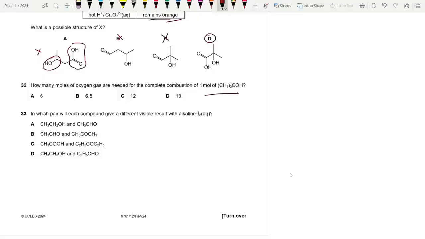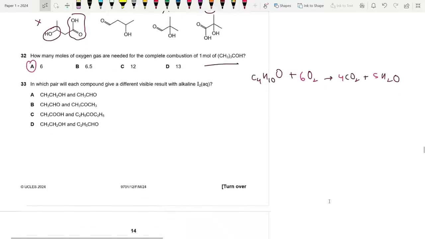How many moles of oxygen gas are required for the complete combustion of 1 mole of this? Okay, so let's write this down. It has C4 in total, H3 times 3, 9 plus 1, H10O. Plus oxygen gives you CO2 plus H2O. Let's balance this out. So this should be 4 and this should be 5. And we have 8 plus 5 here, that's 13, minus 1, 12. This should be 6. So logically, 6 moles of oxygen are required for complete combustion.